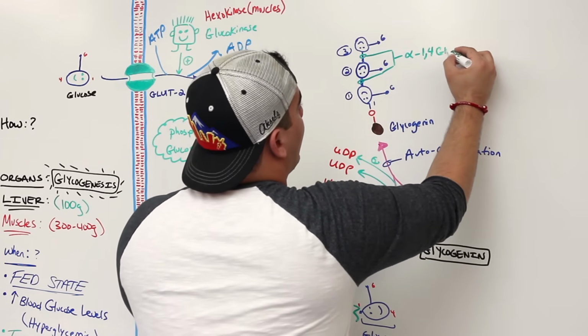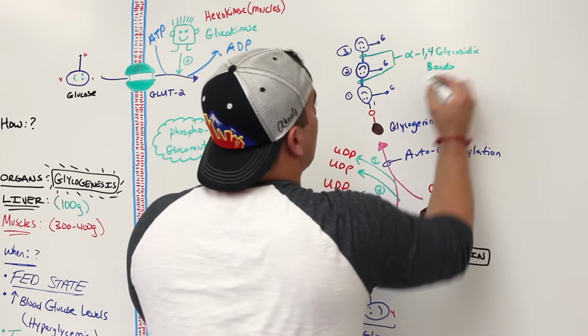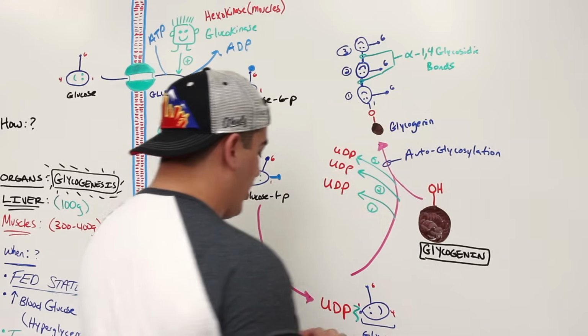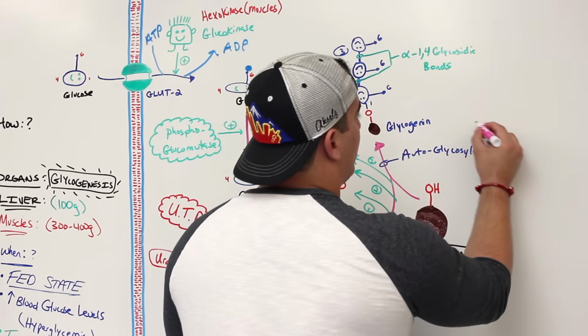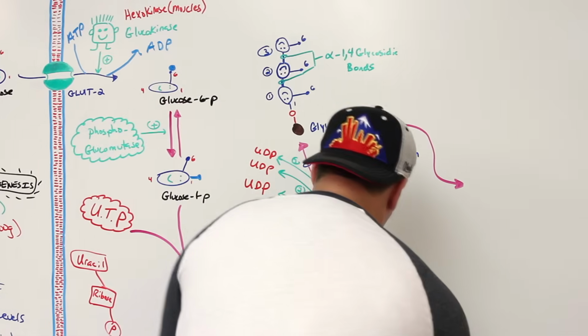Alpha-1,4 glycosidic bonds. Okay, so now we have our primer. So now let's bring this primer over here and do the next step. So now what we're going to do is we're going to bring this guy over here. And we're going to continue to build upon him.